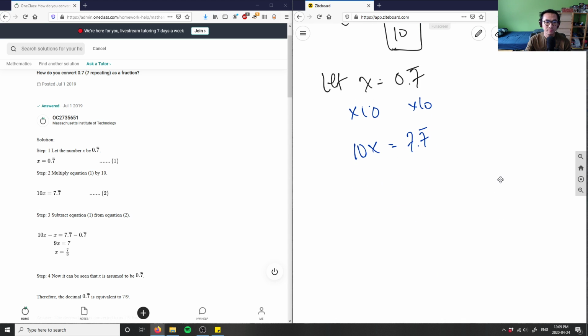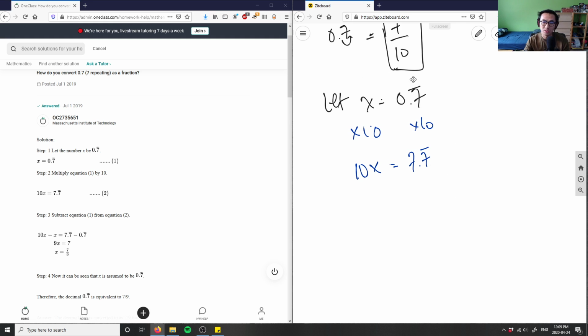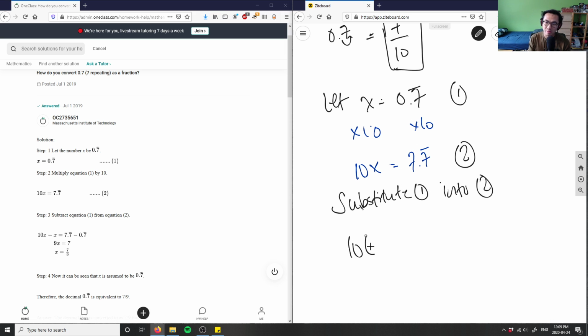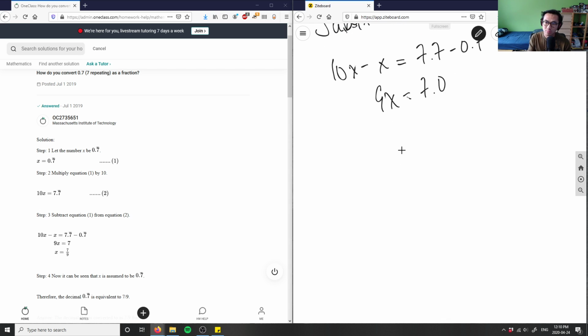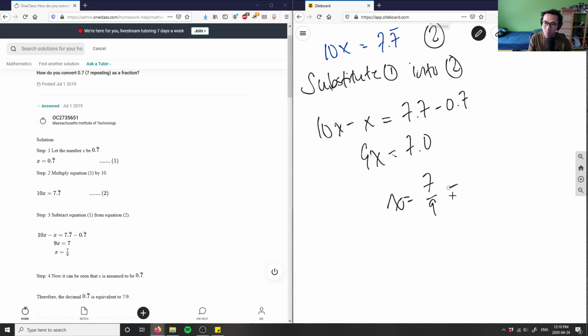And then basically what they're doing now is a substitution. This here is equation 1, this here is equation 2. I'm going to substitute 1 into 2. So you have 10x minus x equals 7.7 minus 0.7. That's what they're doing when we substitute those things here. And then this is simply 9x equals 7.0, which means x would be 7 over 9. x equals 7 over 9. So this here is equivalent to 0.7 bar.